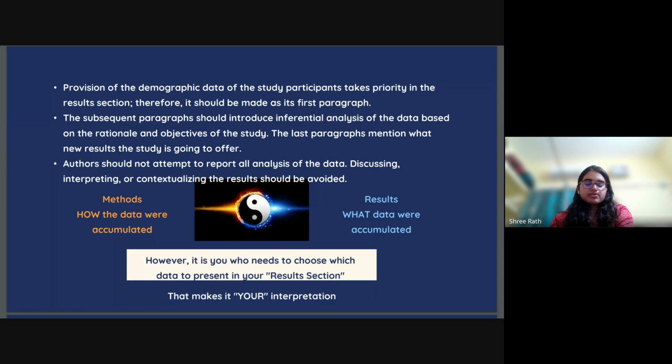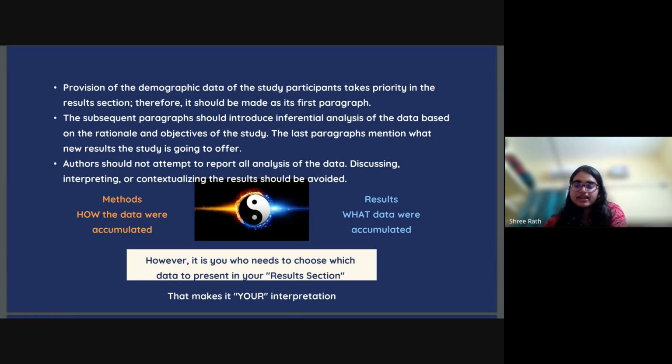So when you're writing the results, demographic data of the study participants is the most important thing, especially if you're doing a group A versus group B study, because you want to make it sure to the readers that these two groups weren't that different. If you're giving any intervention and the groups are vastly different, then that again introduces a bias. Even if it's a single group, baseline details should form the first paragraph of your results section.